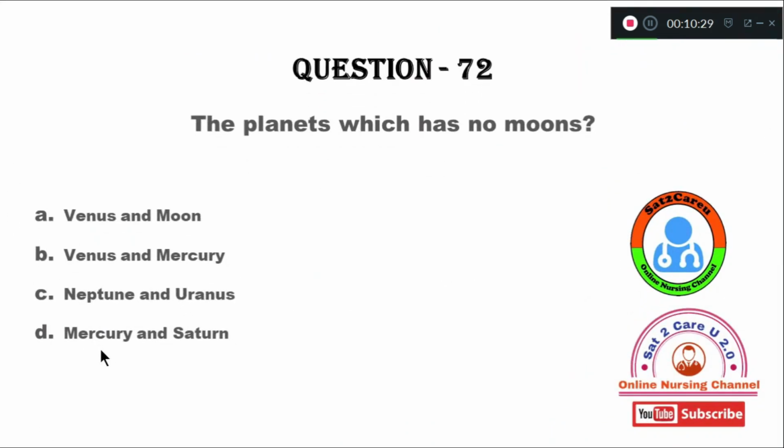Question number 72. The planets which have no moons. Option A, Venus and Moon. Option B, Venus and Mercury. Option C, Neptune and Uranus. Option D, Mercury and Saturn. The planets which have no moons are option B, Venus and Mercury.